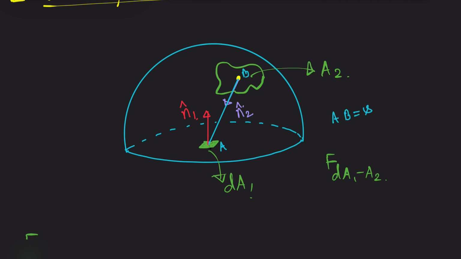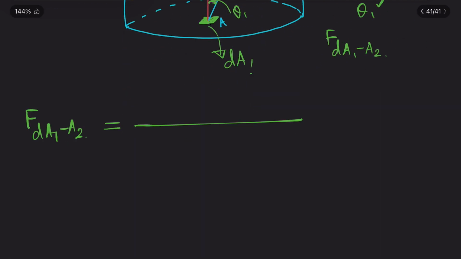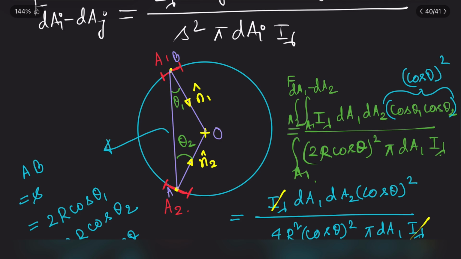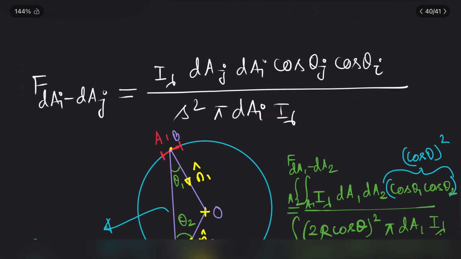S. Now my theta 1 is what? This is my theta 1. I should use this color. So this is my theta 1, and my theta 2 is basically 0 here, right? So if I write this, it will be dA1 dA2 cos theta 1 cos theta 2, right? Everything else will be cancelled out. I don't think I am missing something.